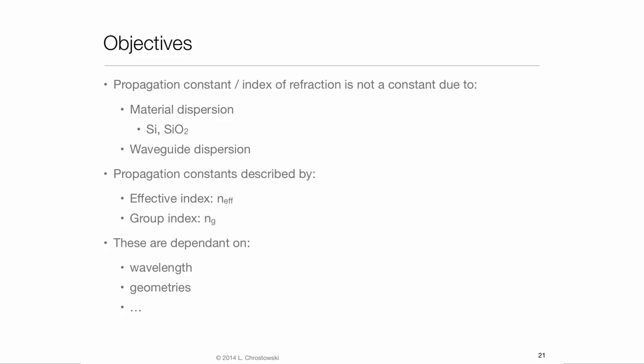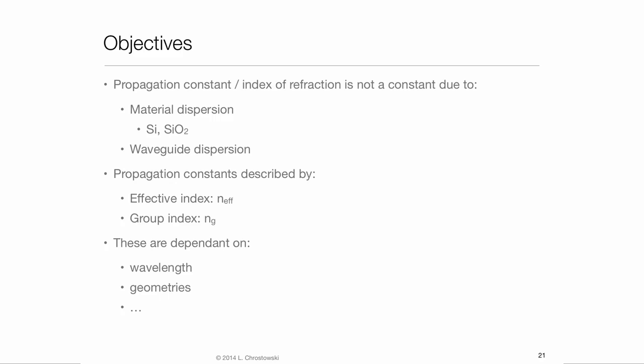The objective is to calculate the propagation constants, which we describe using the effective and group indices for the waveguide. The effective index is the same concept as the index of refraction, except that it describes the phase velocity of light in a waveguide rather than in a homogeneous medium. We want to know their wavelength dependence as well as their geometry dependence.